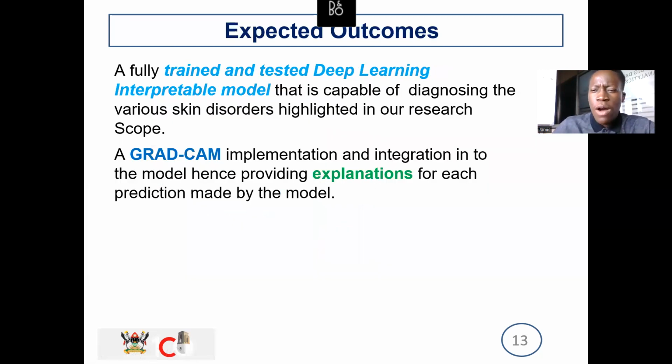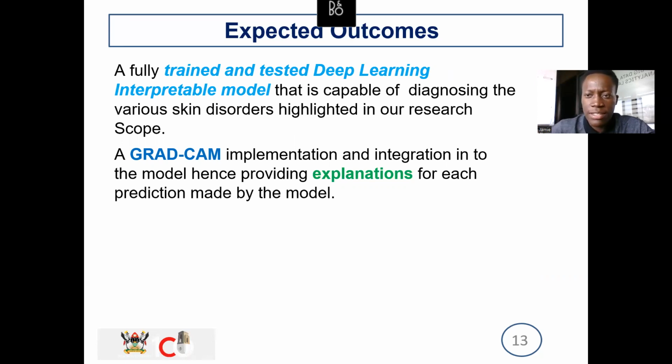So what are our expected outcomes from our research? Basically, our expected outcomes will be a fully trained and tested deep learning interpretable model. Basically, we want to apply GradCam to our trained model so that we can be able to explain the predictions and the outcomes that are given by the model.